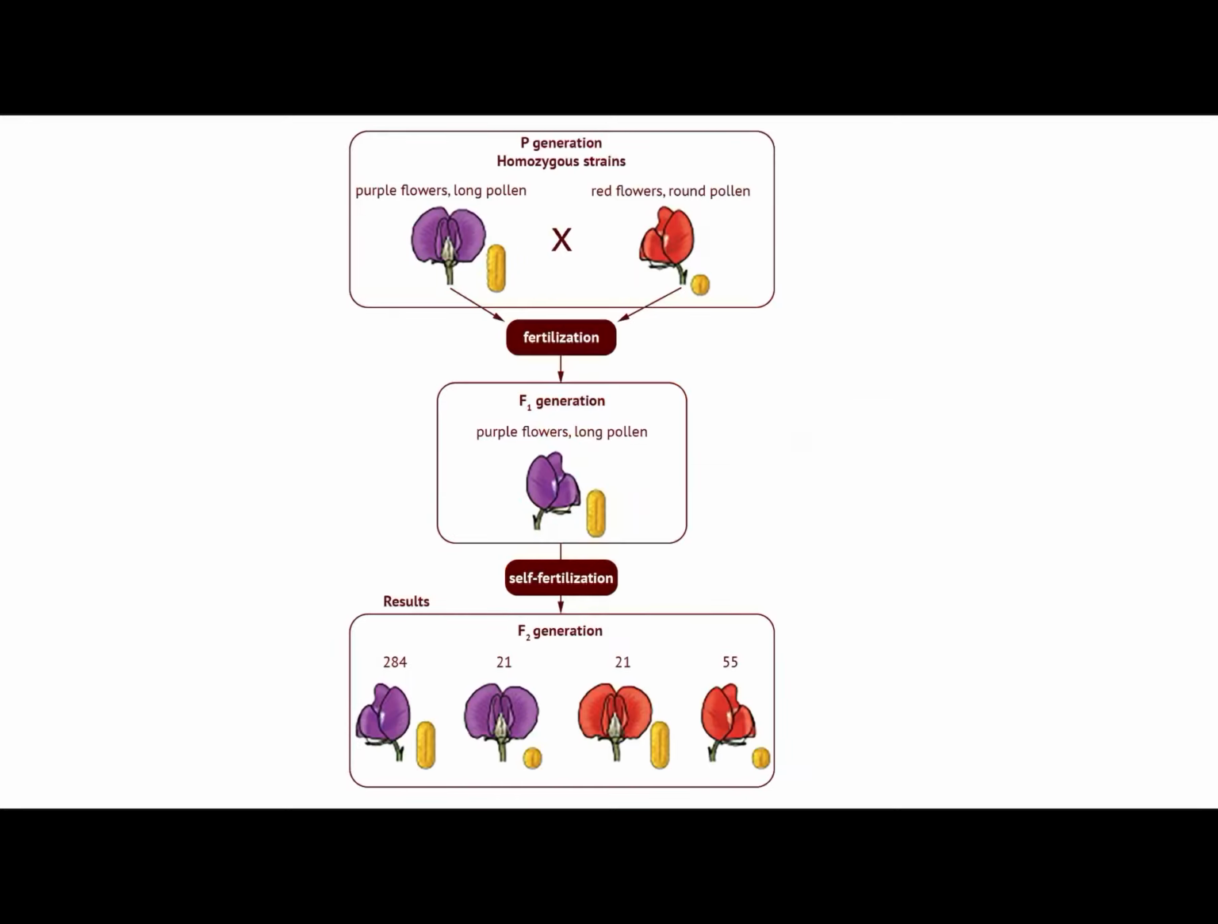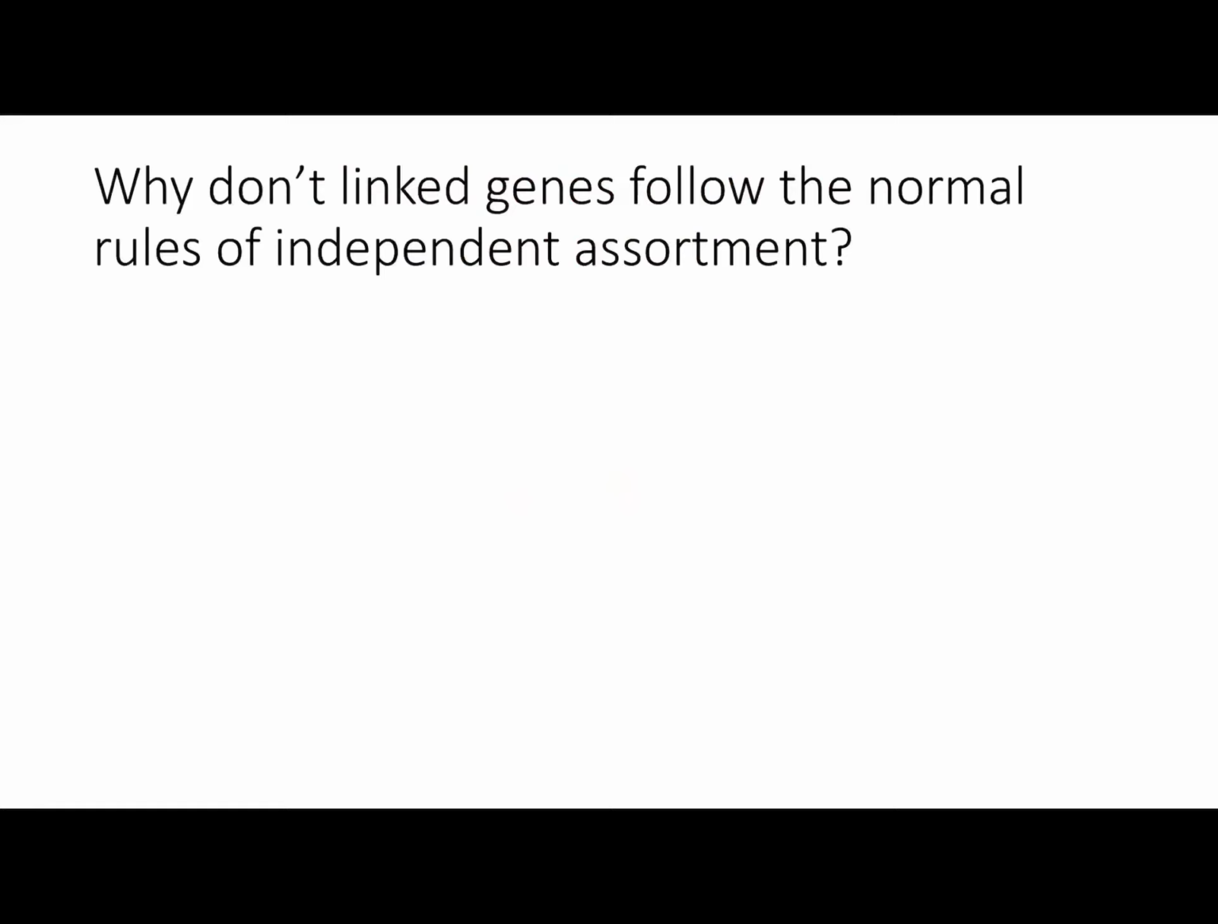So this just shows how they bred the initial parents. They produced those heterozygous offspring, and then they bred them again through self-fertilisation, and they didn't get the ratios that they expected. So why don't linked genes follow the normal rules of independent assortment? Well, if we look very basically at what we were looking at to begin with, if you've got in an individual a pair of homologous chromosomes, and this individual is heterozygous, you'll have a dominant one here and a recessive one here.